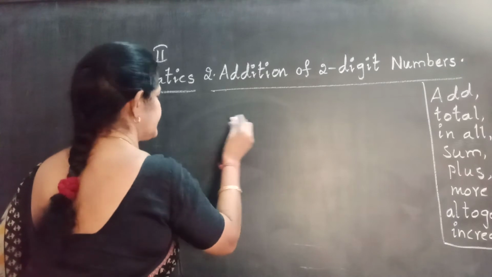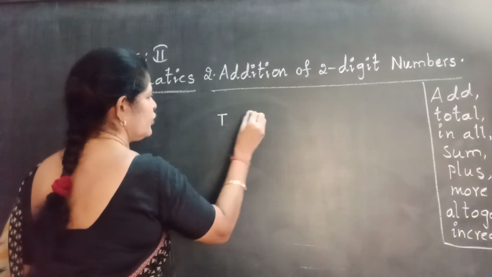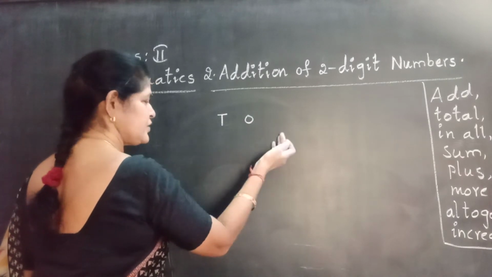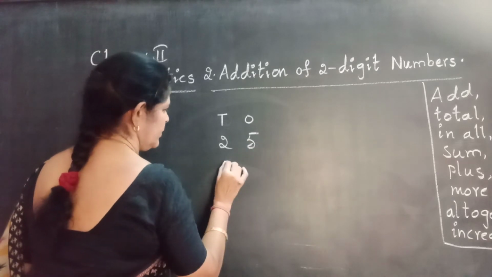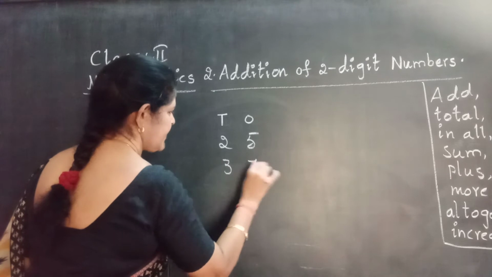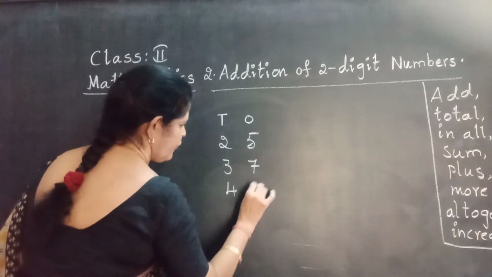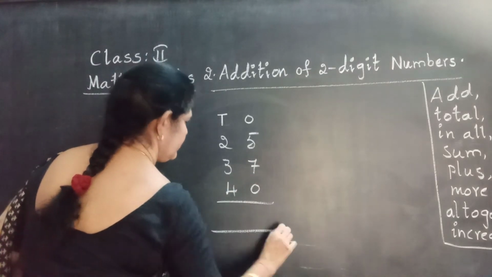Now come on, one more example. 2-digit means tens place, ones place. 25 plus 37 plus 40.